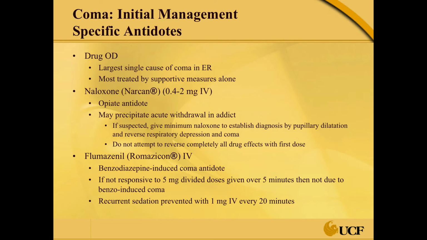Remember that you may actually have to put them on a drip of Narcan. You may need to give them multiple doses. You can't just expect them to magically improve with one dose. Romazicon, we're going to give as an antidote for benzos. We learned this in critical care pharmacology. If they're not responsive to 5 milligrams in divided doses, given over 5 minutes, then we can safely assume it's not a benzo problem.